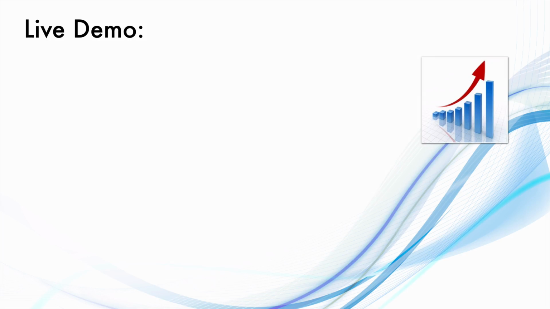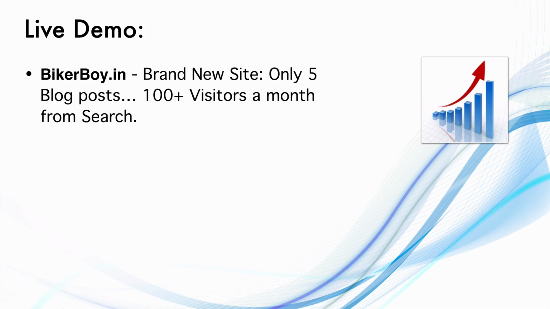So let's do a live demo. What we will do is look at statistics behind bikerboy.in, which is a brand new blog I have started as a case study for this blogging course. And here you would be able to see that there are only 5 blog posts published on this blog, and 100+ visitors a month from search is something that I am already getting for this blog. So you just need to go ahead and publish content, and if you publish content, you will start getting visitors from search.